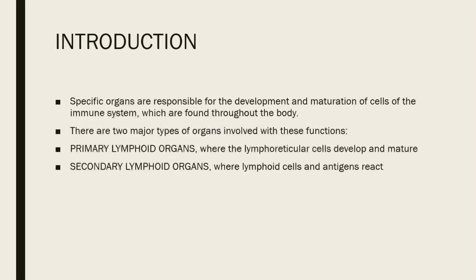Specific organs are responsible for the development and maturation of cells of the immune system, which are found throughout the body. There are two types of organs involved with these functions. So these are primary lymphoid organs and secondary lymphoid organs. Primary lymphoid organs are the organs where the lymphoreticular cells develop and mature, and the secondary lymphoid organs are the organs where lymphoid cells and antigens react.